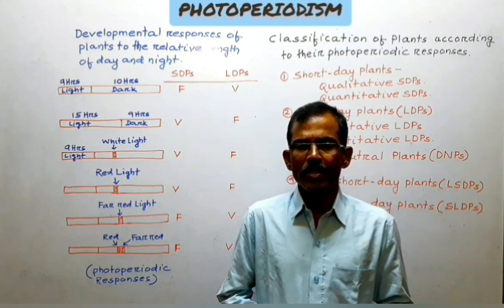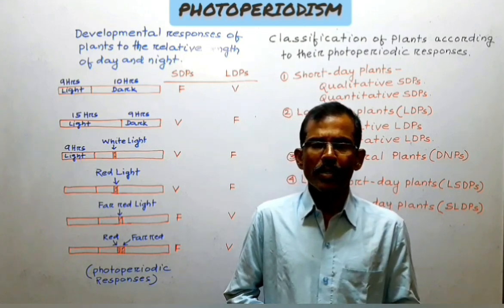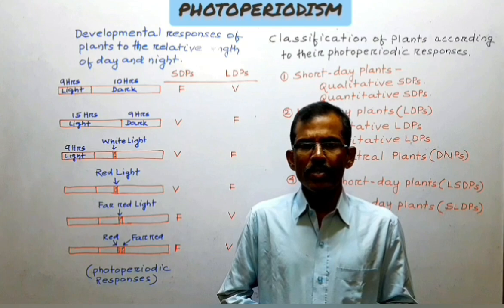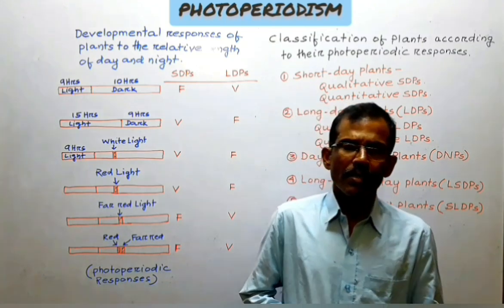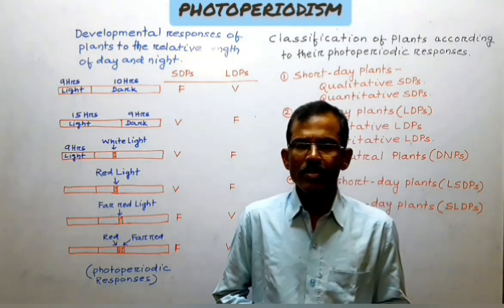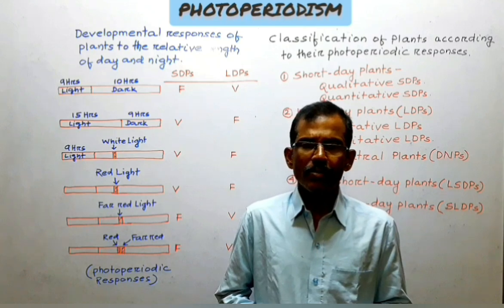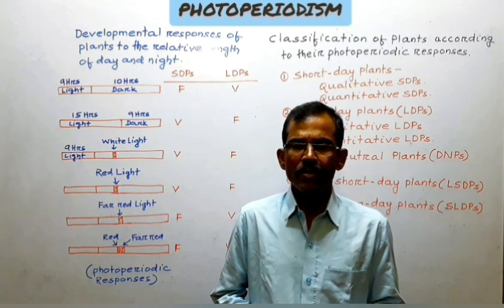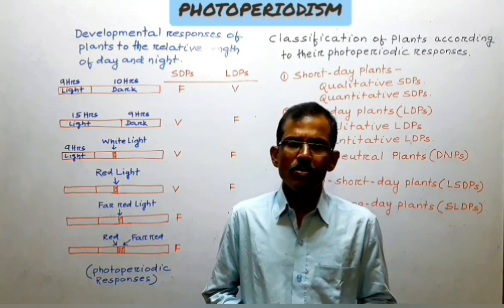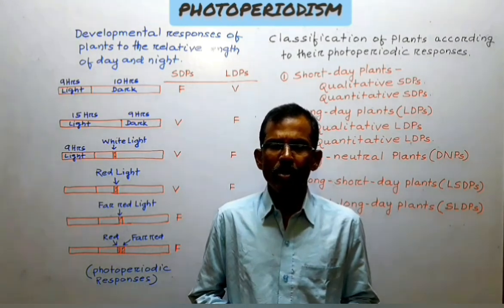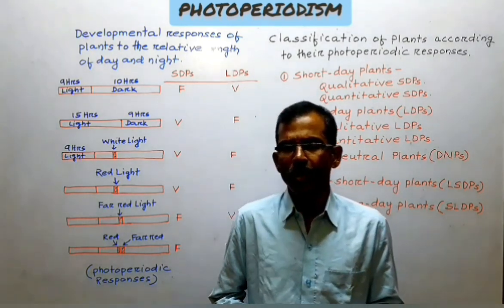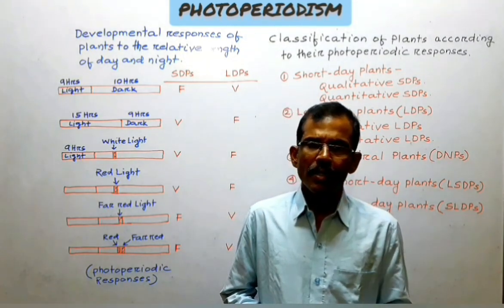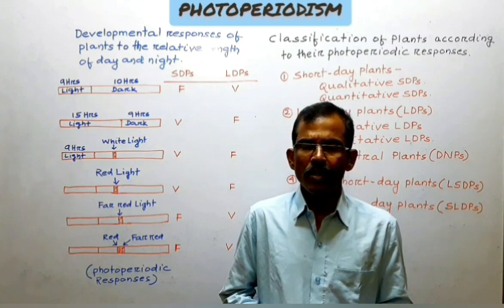Friends, today we shall discuss photoperiodism. Photoperiodism is the developmental response of plants to the relative length of day and night. It is the ability of an organism to detect day length, which makes it possible for an event to occur at a particular time of the year, thereby giving a seasonal response.